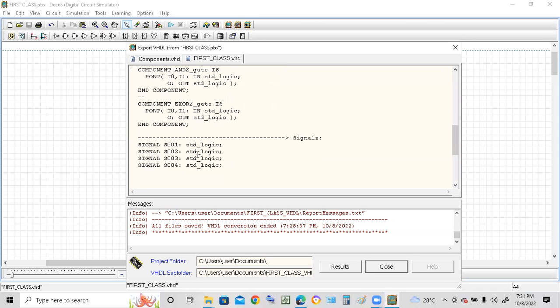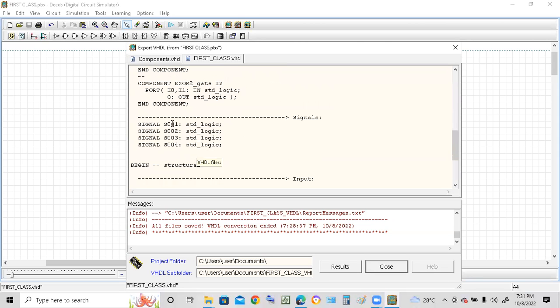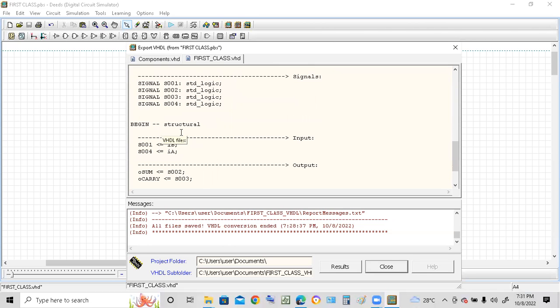Then remember the AND gate only has three signals, doesn't it? Two inputs and one output. But with this one, we have two inputs and two outputs. Two input signals and two output signals. So you make up four. Right? So you're going to bring in the structure now.